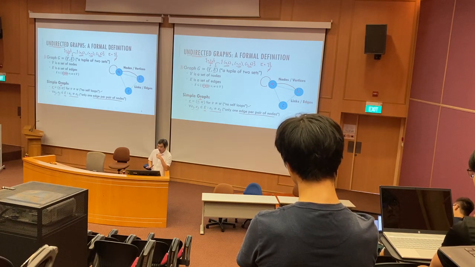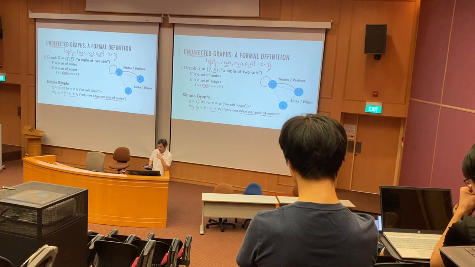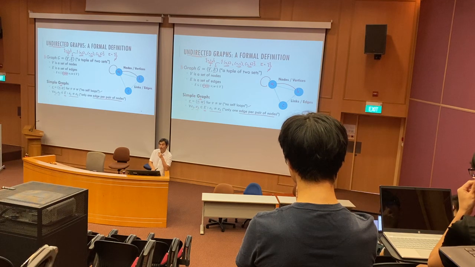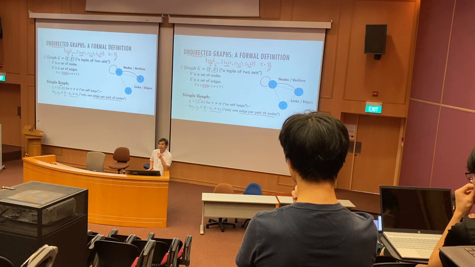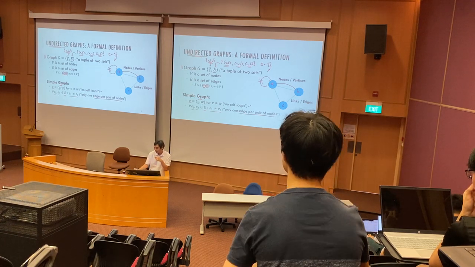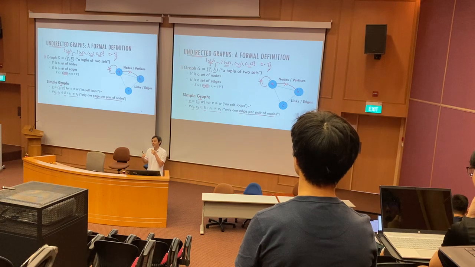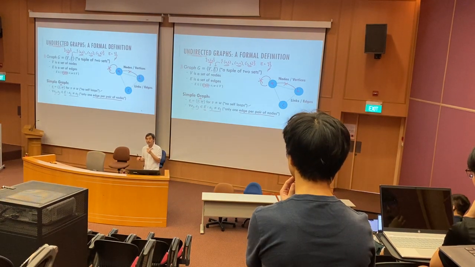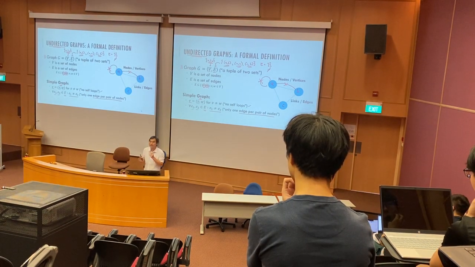A lot of the problems we're working on in this part of the semester, we'll be working with simple graphs, unless I specify otherwise. We'll be mainly looking at simple graphs, mainly, not always. Remember, in simple graphs you're not allowed to have self loops, and you're not allowed to have multiple edges between pairs of nodes. These are the two restrictions, and they'll make life easier for us.